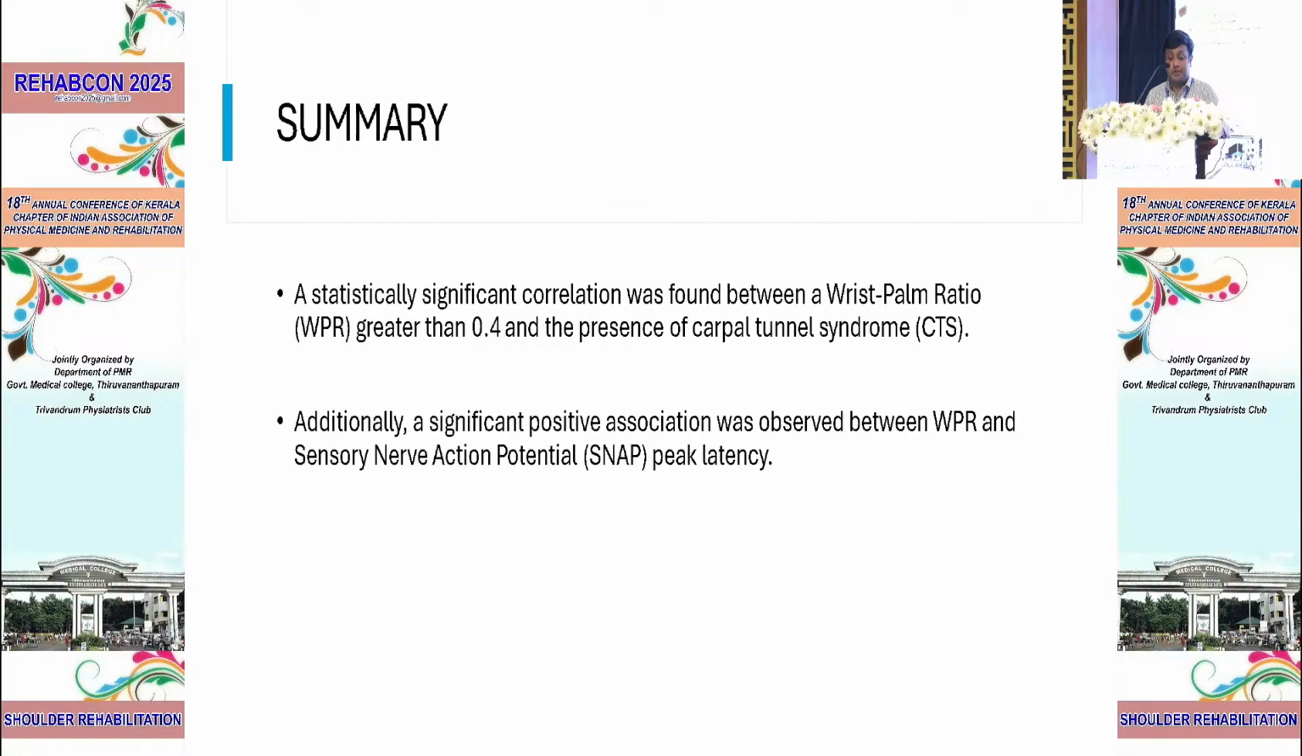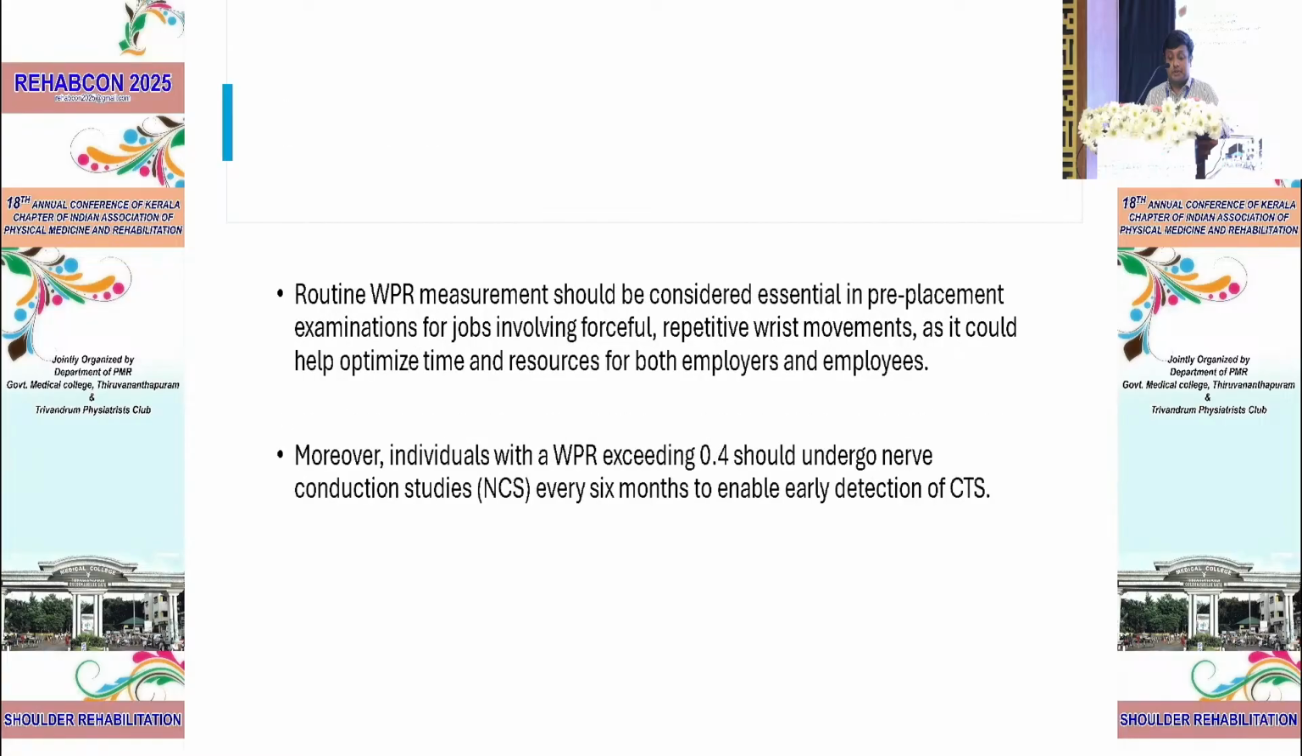In summary, a statistically significant correlation was found between WPR greater than 0.4 and the presence of carpal tunnel syndrome. Additionally, a positive association was observed between WPR and SNAP peak latency. So I suggest a routine WPR measurement should be considered essential in the pre-placement examination for jobs that require repetitive hand movements. It could help to optimize the resources for both the employees and employer.